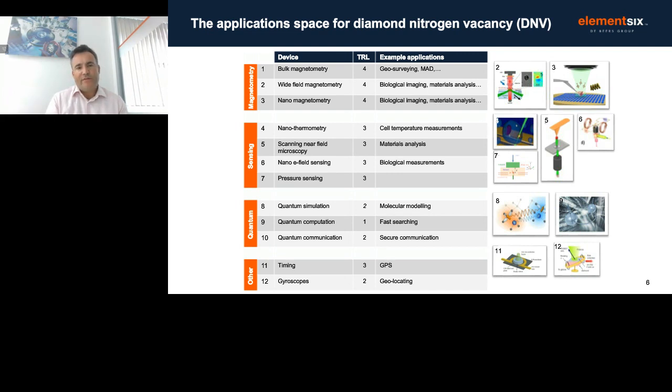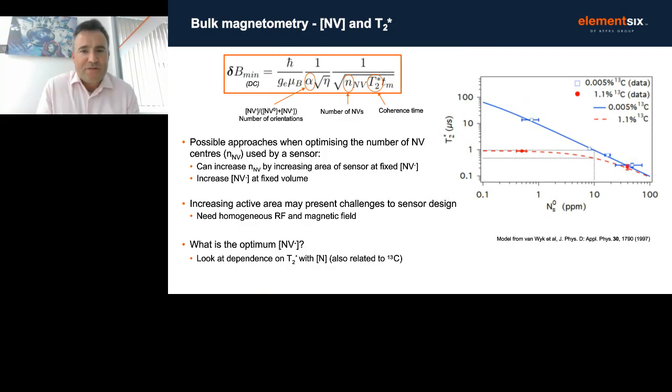But the one I'm now going to spend the rest of the time on is really about bulk magnetic sensing. In many ways, that's the most mature of the technologies at this point in time, where you're using these NV centers to measure magnetic field. So I apologize, there's not been too many equations this week, but this equation has really led a lot of the material science. And in its simple form, it's relatively simple to explain.